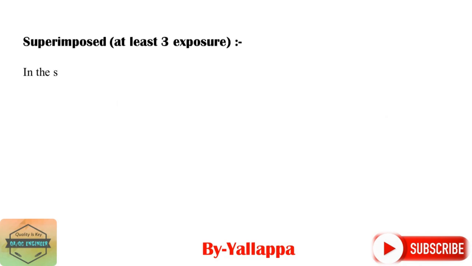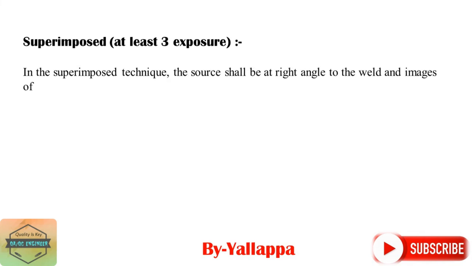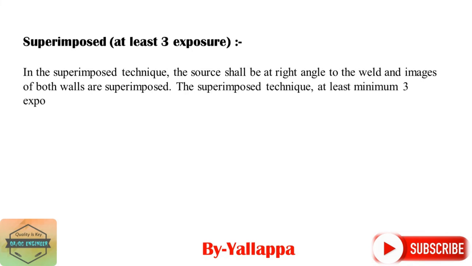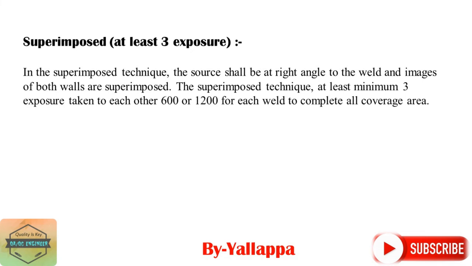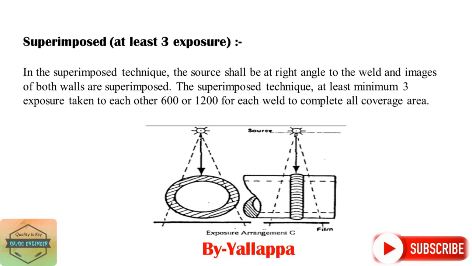Superimposed, at least 3 exposures. In the superimposed technique, the source shall be at right angle to the weld and images of both walls are superimposed. In the superimposed technique, a minimum of 3 exposures are taken at 60° or 120° to each other for each weld to complete the coverage area.